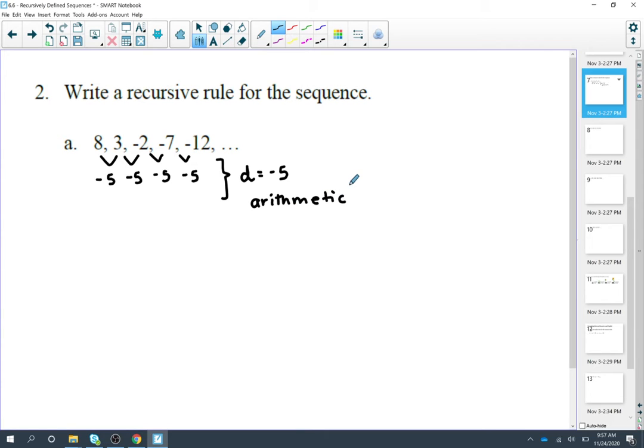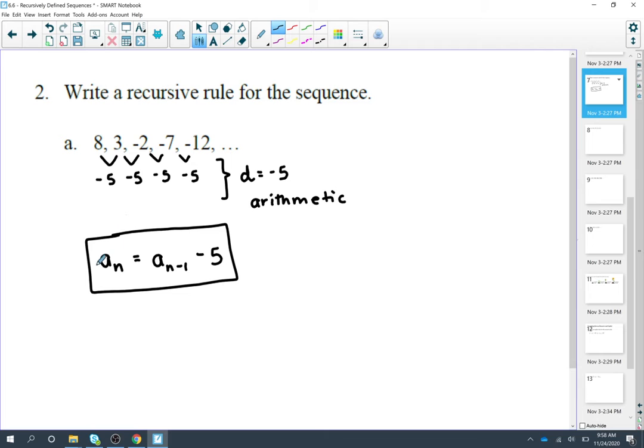Now, a recursive formula for arithmetic really isn't that hard. A recursive formula starts with a sub n, which is the number I'm trying to find. Take the number before it, so minus 1. That says number before it. And then the pattern is minus 5. And you're done.